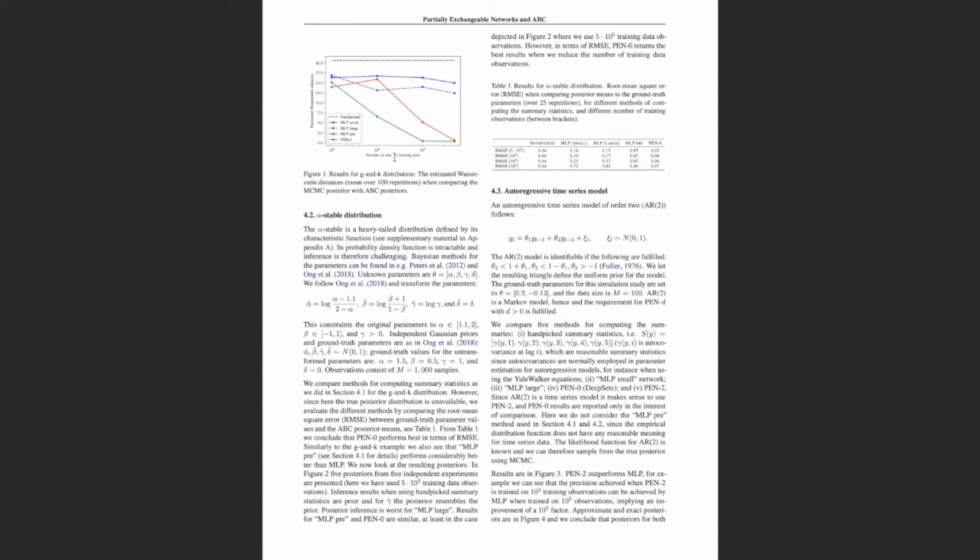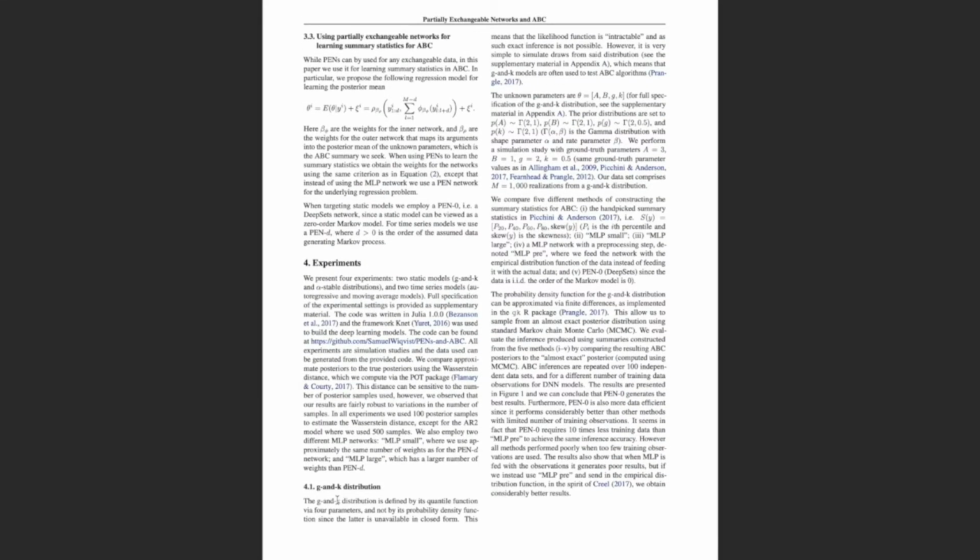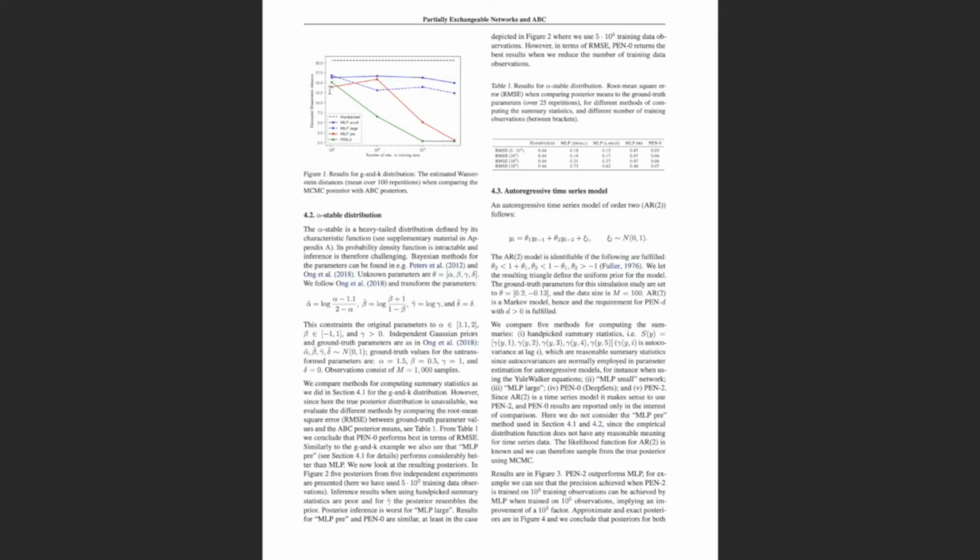And when the training data grows, they have a better estimated value compared to the multilayer perceptron. But by using this G and K distribution, they find that in the low data set they didn't have obviously better performance. And then they're using the alpha stable distribution. For this, they propose a method using multilayer perceptron, small, large, and pre. And by using the PN0, this is what they proposed.